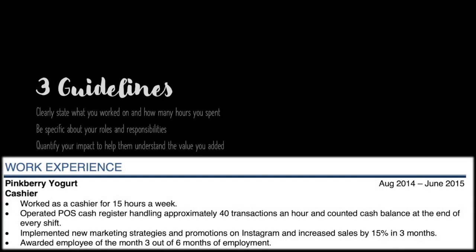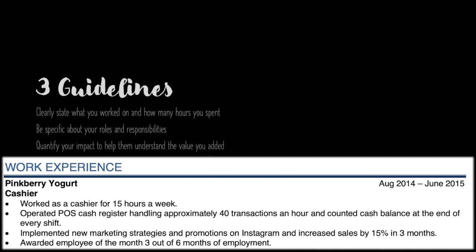Our next example is that of a cashier at Pinkberry Yogurt. Clearly, it's very obvious what they did just from that title. Next, the duration of what they did is clear from the dates, August 2014 to June 2015, and 15 hours per week. Next, they're very clear about what they did. They were a cashier, so they operated a cash register, but they also implemented social media marketing strategies, which shows that they went above and beyond their job.